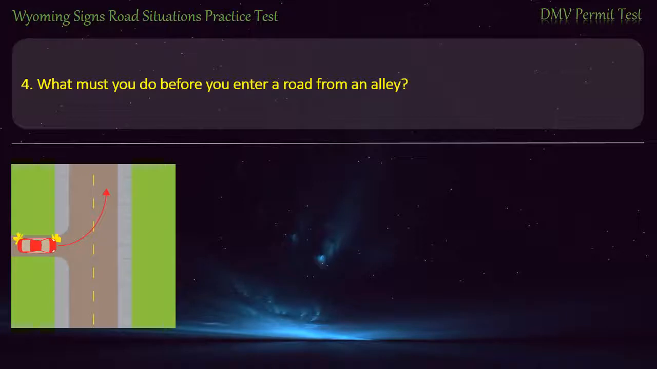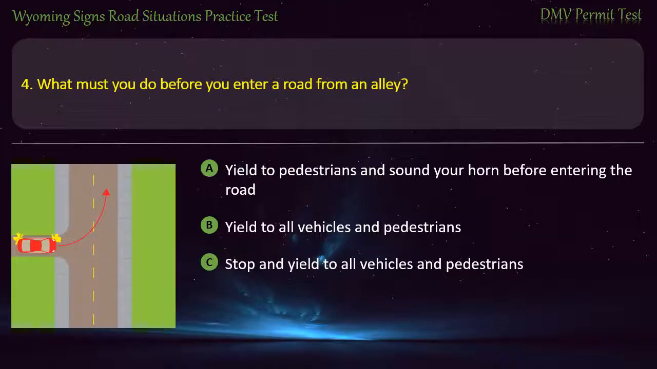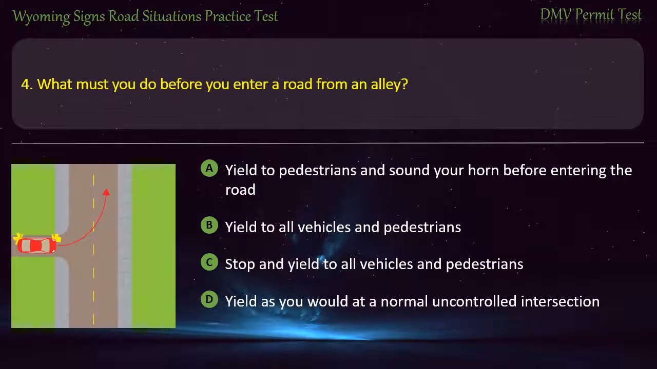Question 4. What must you do before you enter a road from an alley? Yield to pedestrians and sound your horn before entering the road. Yield to all vehicles and pedestrians. Stop and yield to all vehicles and pedestrians. Yield as you would at a normal uncontrolled intersection. Answer. Stop and yield to all vehicles and pedestrians.